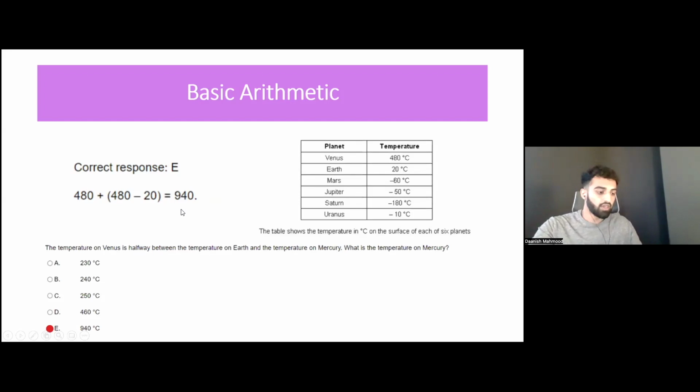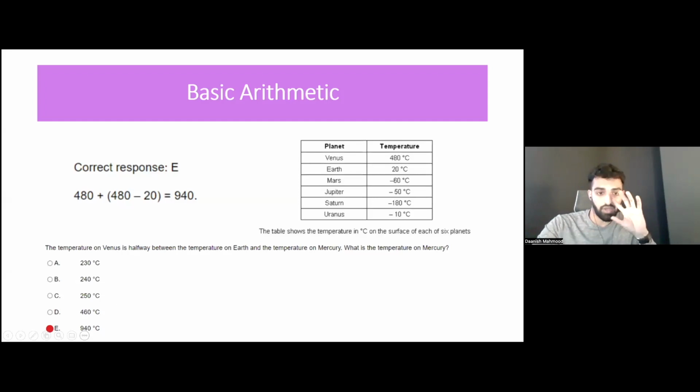Now, just a little tip for this question, guys. You don't need to use your calculator for this. Everyone can do 480 minus 20 in their heads. You know that's 460. To do 480 plus 460, if you just think about the math, for example, 400 plus 400 is 800. Look at the five answers. There's only one answer which is over 460. The rest of them are under 460. It's literally impossible for it to be anything other than E once you know that you're doing 480 plus 460.